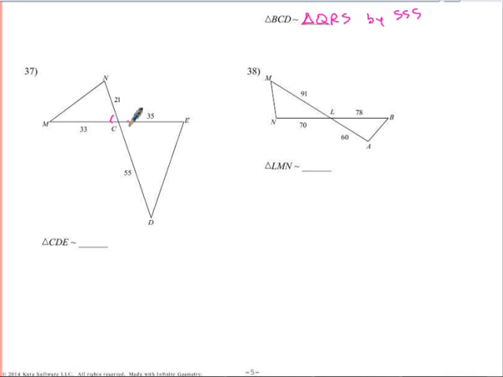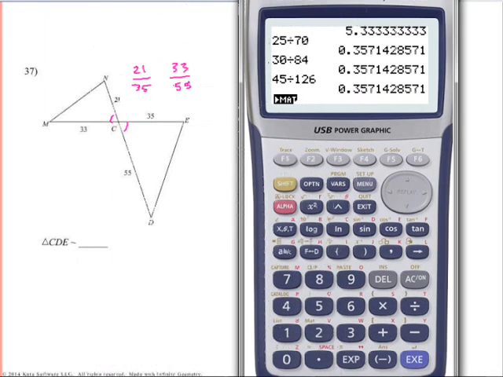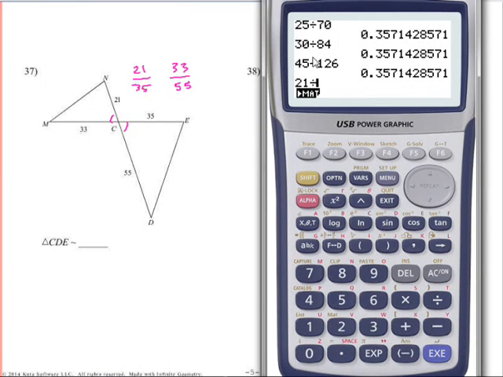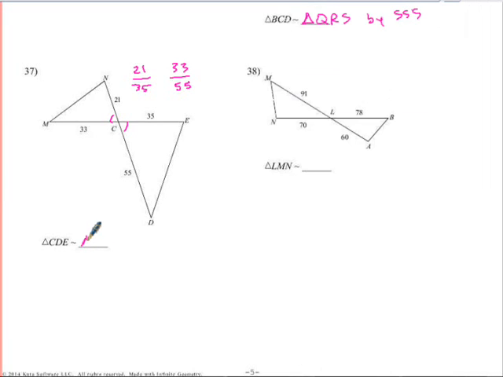Here we have an angle here congruent to an angle here. So if 21 over 35 is equal to 33 over 55, then we would have similarity. So let's check that. So 21 over 35 and 33 over 55. And looky there. So we have triangle CDE. So C is the middle point, so we start there again. D is the longer of the two sides, so that's M. So CMN, and it's by side, angle, side, and yes, they are.